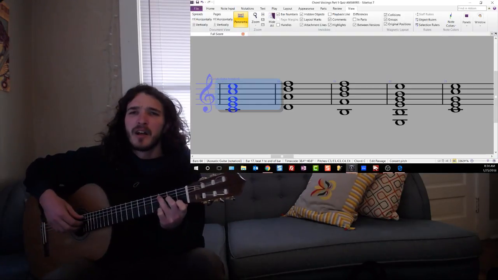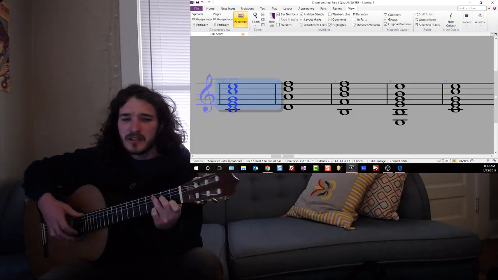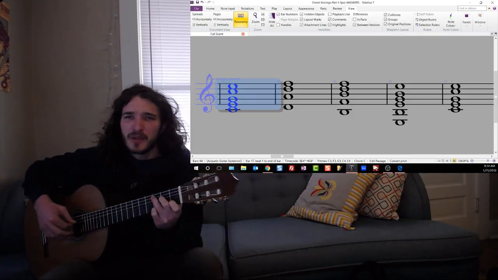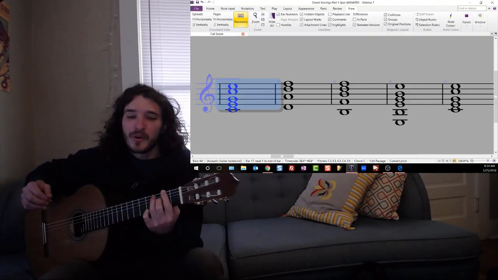Here we go. C major. We have 3, 3, 4, 3 for shape 1. This is the 1 chord in the key.